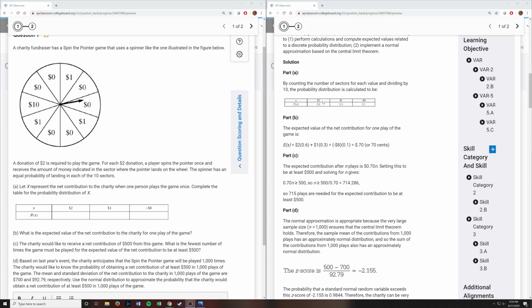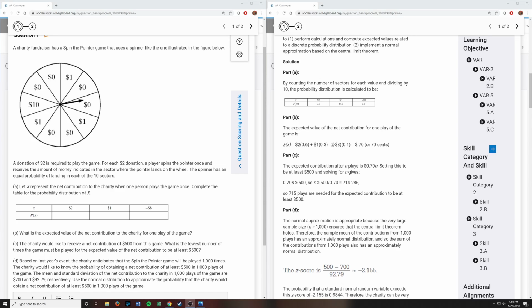The expected value, you take x times p of x for each of these and then add those products. So 2 times 0.6 plus 1 times 0.3 plus negative 8 times 0.1. And you end up with 70 cents, 0.70. So the expected value, they're expecting on average to make 70 cents for each person that plays the game and spins the wheel.